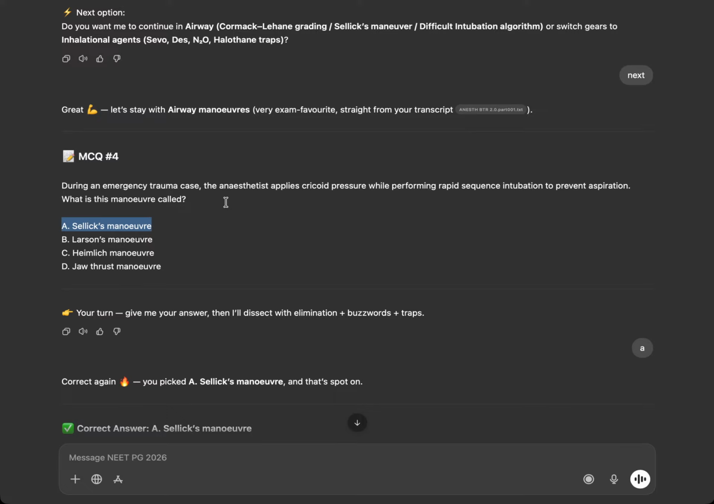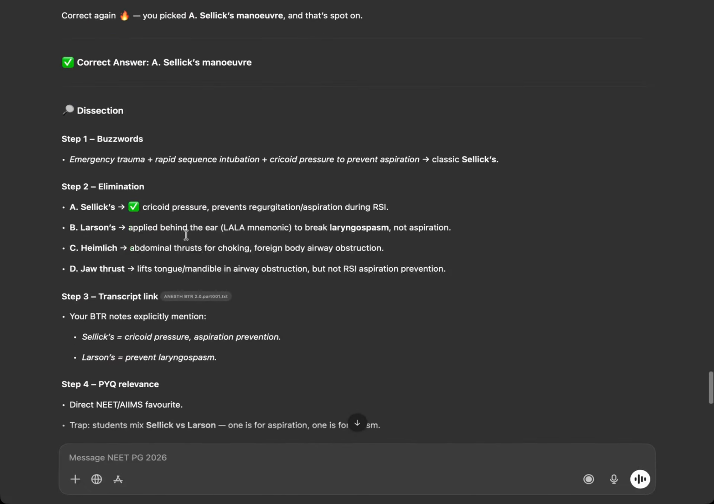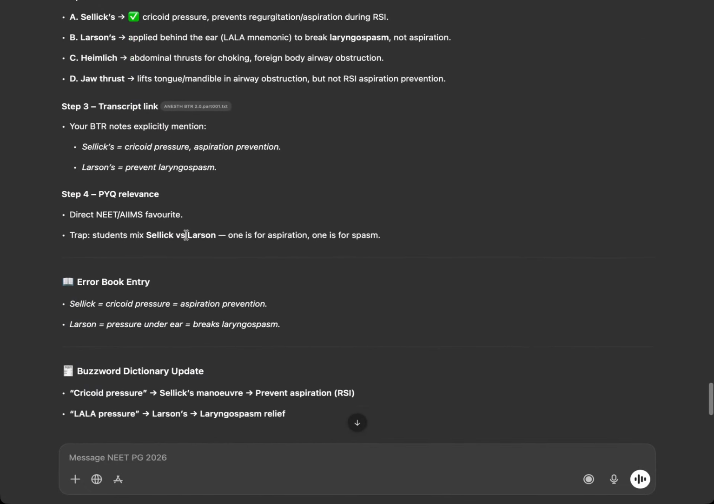This is for cases of fasting or prolonged malnutrition or something. Basically in emergencies, cricoid pressure is used to prevent aspiration. Okay, we will see. I am not able to recall properly.